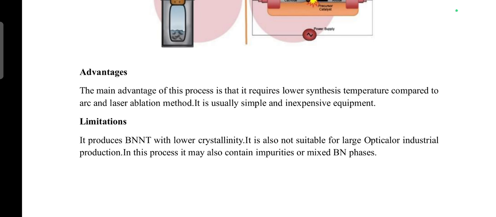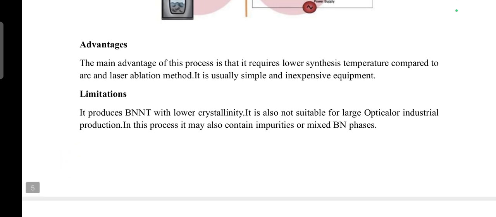Then we will discuss about the limitations, as we already discussed all the processes and their advantages and disadvantages. There are some limitations of this process also. It produces boron nitride nanotubes with lower crystallinity. It is also not suitable for large industrial production. In this process, it may also contain impurities or mixed boron nitride phases. We can say that because it produces low yield, it is not applicable to industrial production, and it may contain impurities or mixed BN phases.